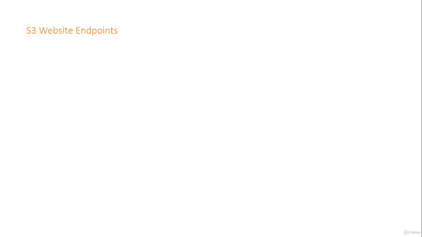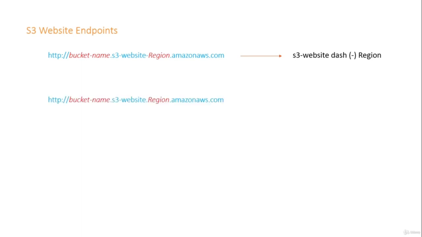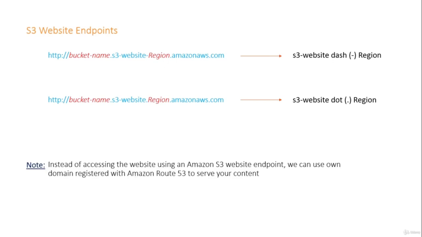Depending on our region, the Amazon S3 website endpoint has two formats. One is s3-website dash, which has a dash after the S3 website name, and the other is s3-website dot, which has a dot after the S3 website name. One important note: instead of accessing the website using an Amazon S3 website endpoint, we can use our own domain registered with Amazon Route 53 to serve your content.